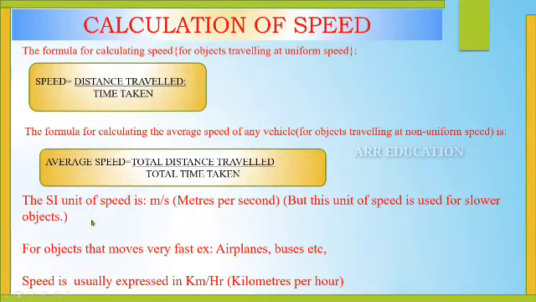The SI unit of speed is m/s, which is meters per second. Like kilometers per hour, we have meters per second, which tells you how many meters an object is traveling in a second. But this unit of speed is used for slower objects as it is a smaller unit of speed. For objects that move very fast, example airplanes, buses, etc., speed is usually expressed in kilometers per hour.